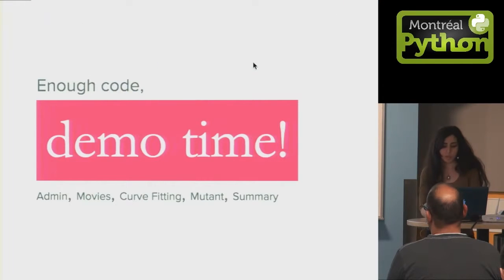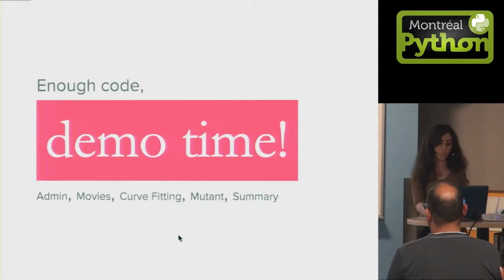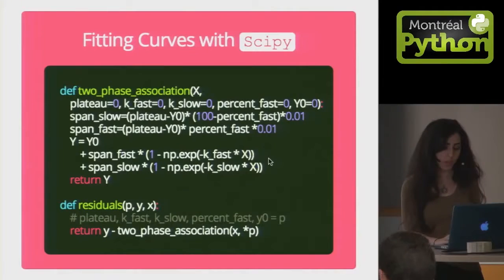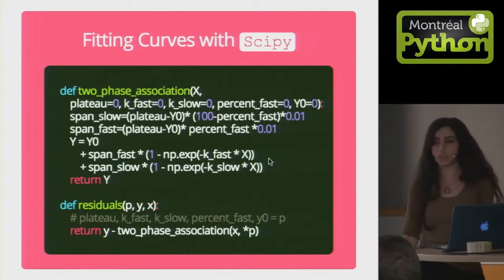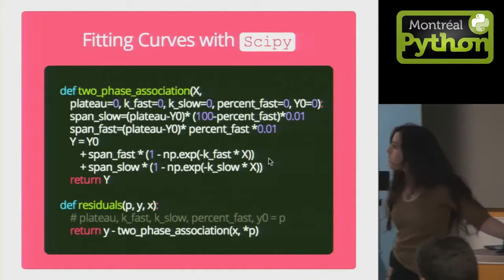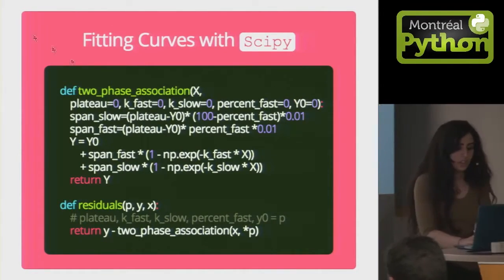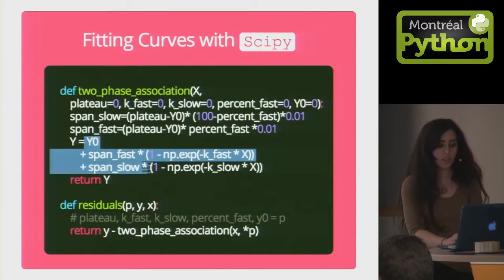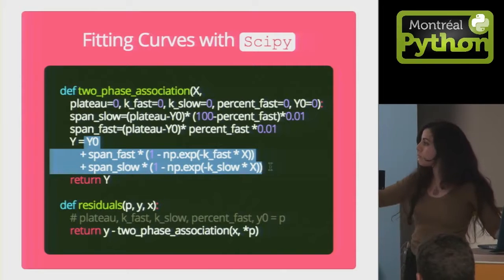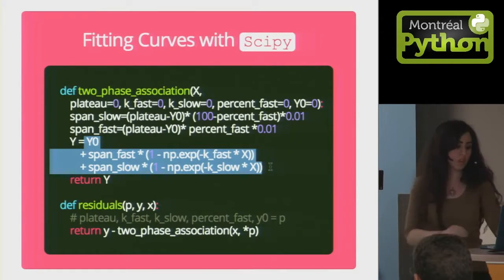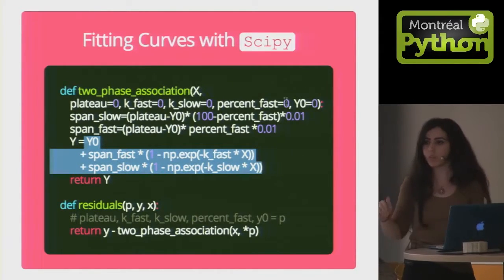All right, so the next part of my talk, I'm just going to briefly mention how I fitted the curves for the different mutants using Scipy. So I used least squares. So this here is the function that represents the curve, the recovery curve.